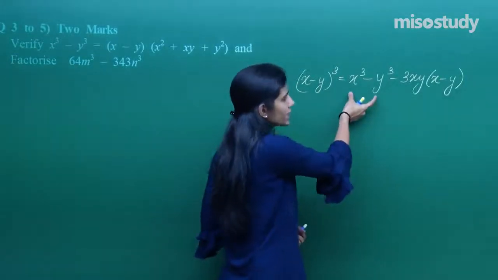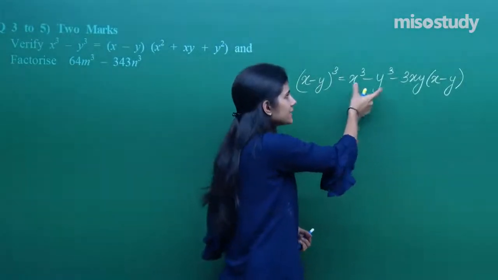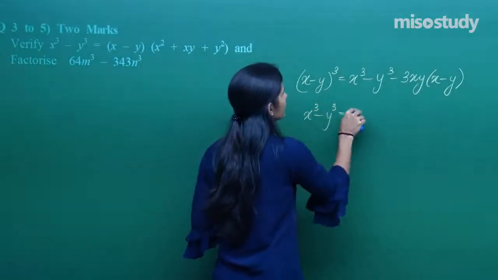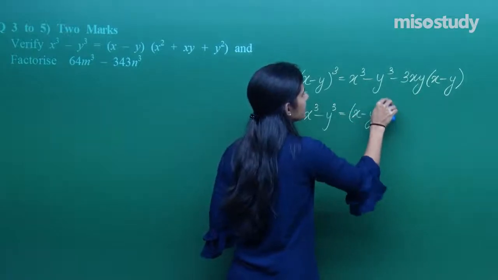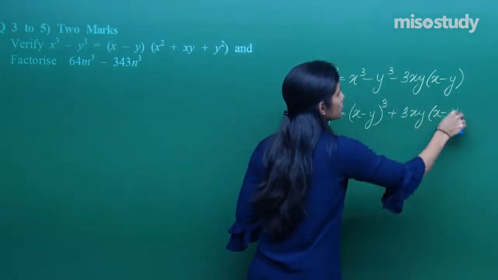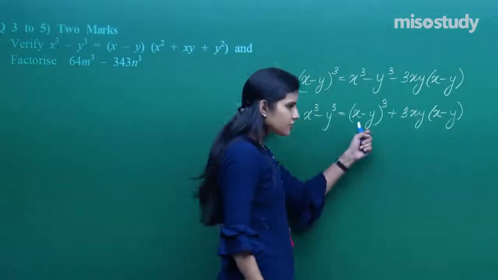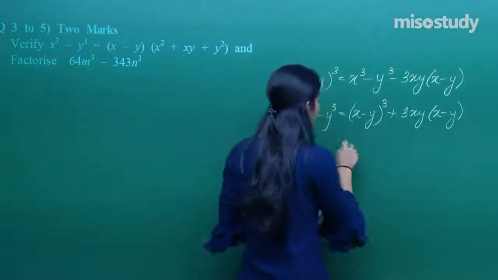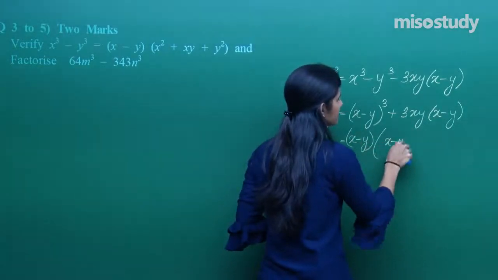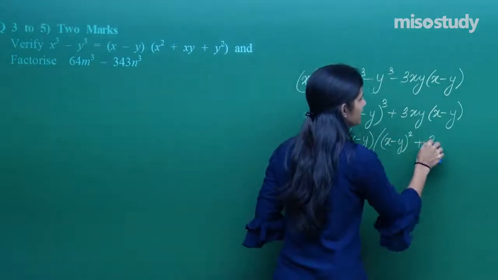I want the expression for x cube minus y cube, so I will leave it as it is and bring everything on one side. So I will have x cube minus y cube equals x minus y whole cube plus 3xy times x minus y. Now here there are three x minus y's, here there is one x minus y, so I will take out one x minus y common. I will be left with x minus y whole square plus 3xy.